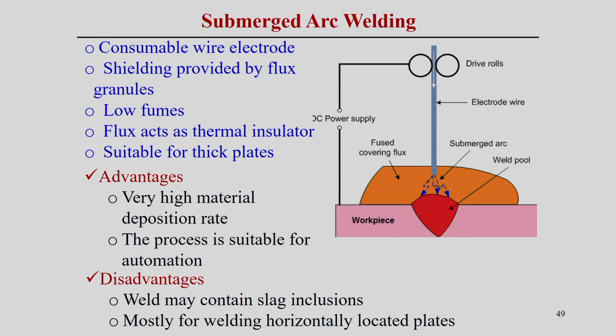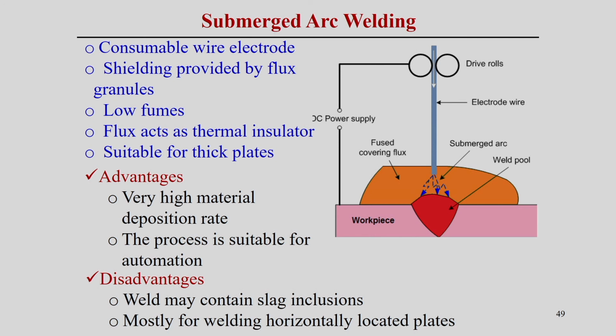advantages of this process? Submerged arc welding has a very high material deposition. Normally for very heavy thickness material and heavy structures, we can use the submerged arc welding process, and this process is very much suitable for automation. The arc efficiency is very high, because in this case almost no heat is lost, as happens in the other welding processes, because the total zone is completely covered with the granular flux. That is why arc efficiency is very high in this case.